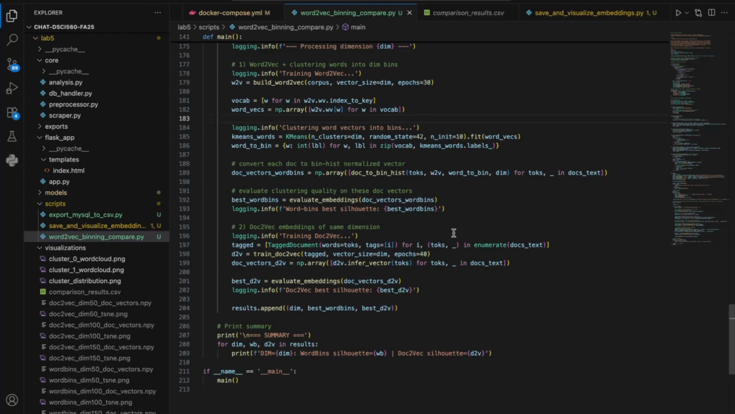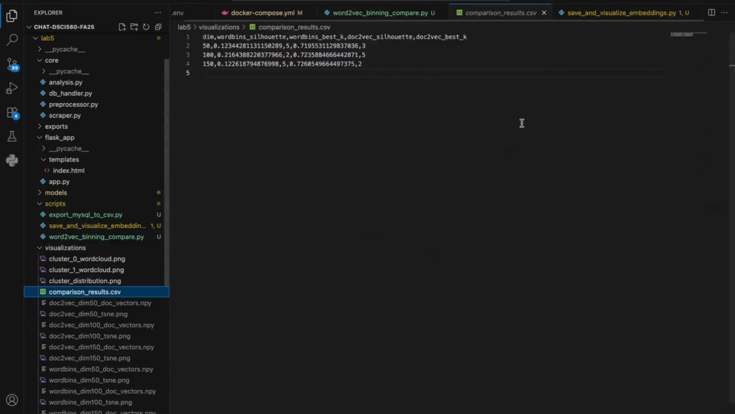For each k, we have computed the silhouette scores, and you can see the silhouette scores right here.